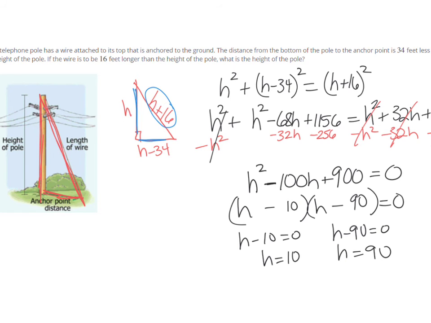Okay, when you look at this, you might think, okay, they're both positive, that's all right. But if you plug them back in, look at this right here. If you had the height be 10, and this is 34 less than that, you'd end up with a negative distance on the ground. All right, can't do that. So we always have to check our answers and make sure they make sense. I like 90 for an answer. So I would go with, what are we measuring in feet? 90 feet is the height of the pole, which is what they want to know.